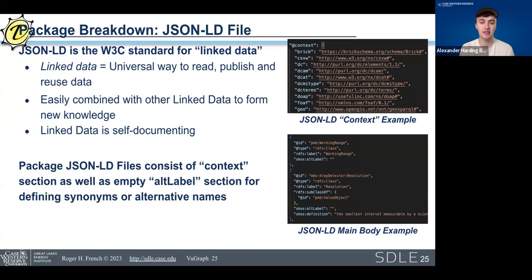The package JSON-LD files consist of a context section at the top, which defines and provides prefixes for URIs to ensure that the main body of the JSON-LD file is more easily readable for humans. The package JSON-LD files also automatically add an empty alt label section for defining synonyms or alternative names for every term in the JSON-LD file.